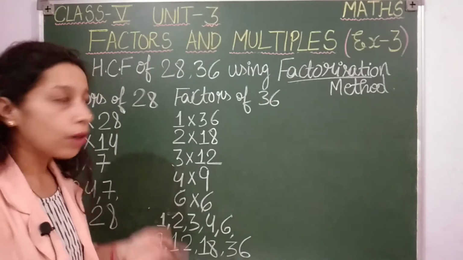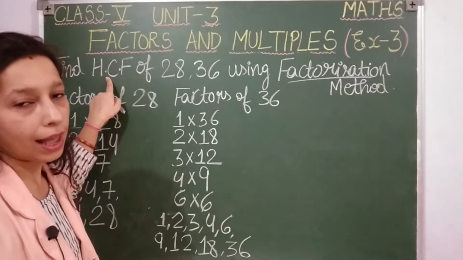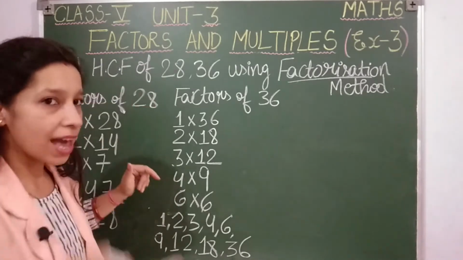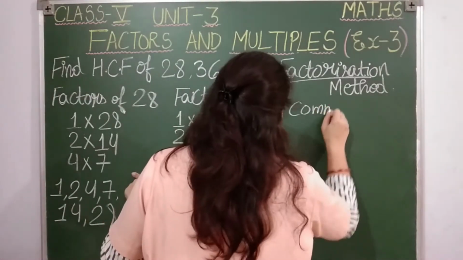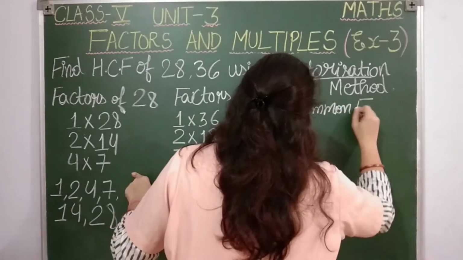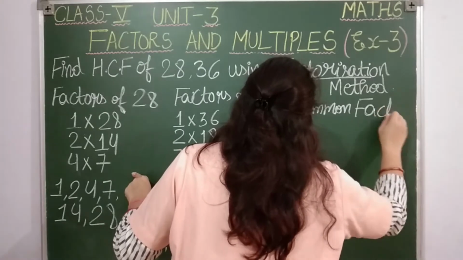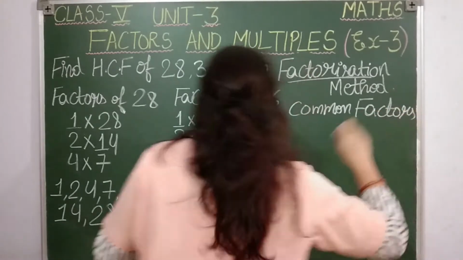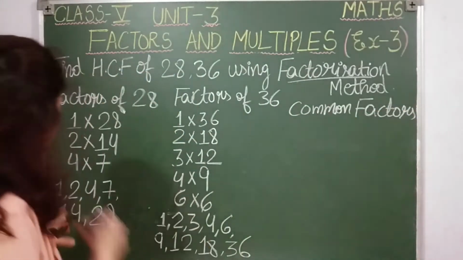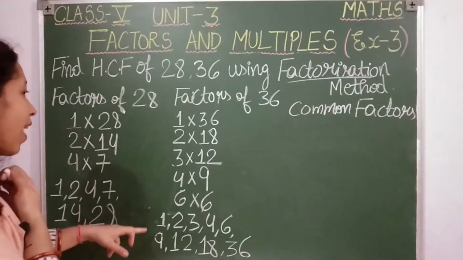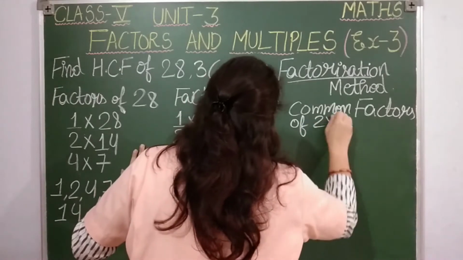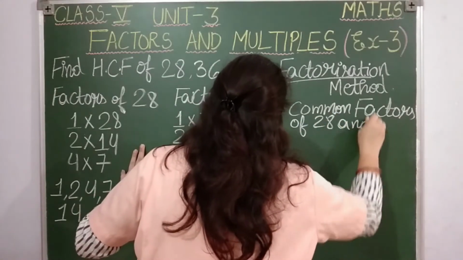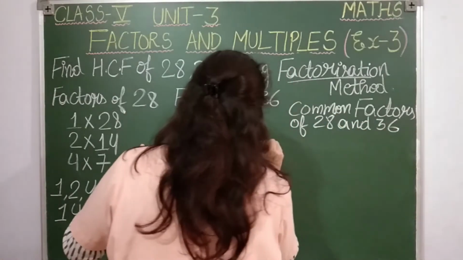What are we going to find out? We are going to find out the HCF, na, highest common factor. Before finding the HCF, you simply calculate the common factors, students. Common factors means the same factor. Same factor means that factor should divide 28 as well as 36. Let us see 1. So the first common factor for 28 and 36 is 1.